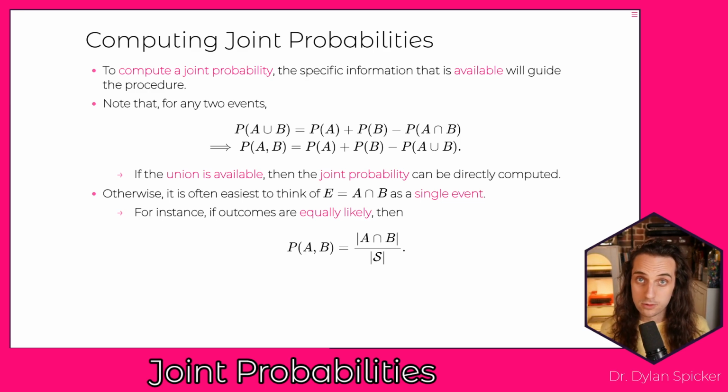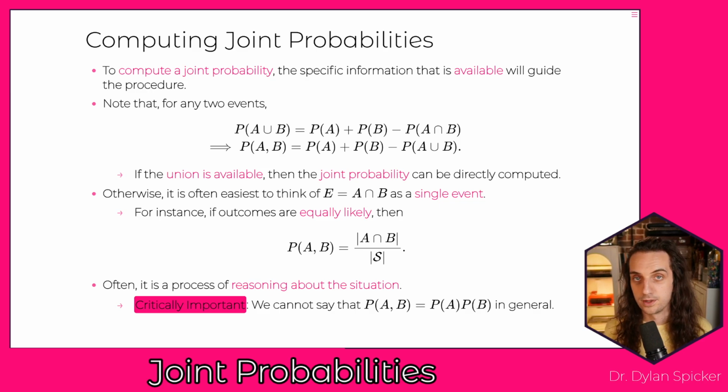So if all of the outcomes are equally likely, for instance, then the probability of A and B is going to be given by the size of the intersection over the size of our sample space, right? That's because if we define E to be A intersect B, then the probability of E is going to be the size of E divided by S, and the size of E is exactly the size of that intersection. And so we can normally reason about this directly. If we reason about the situation, we might be able to come up with the answer.